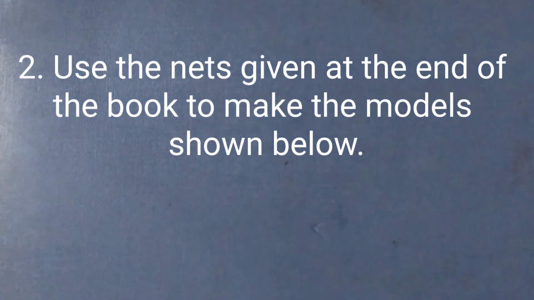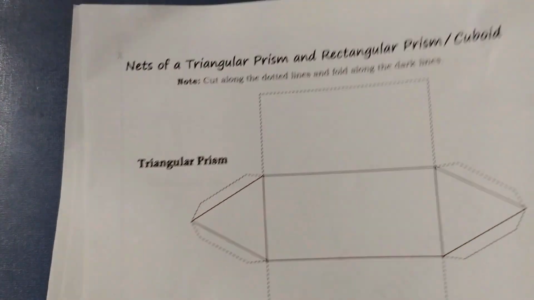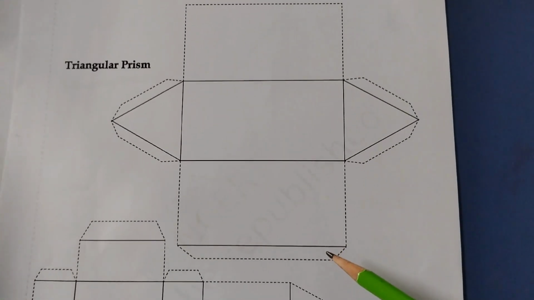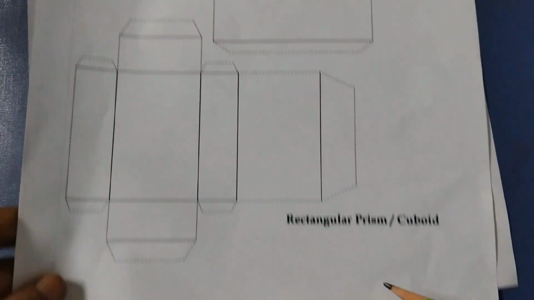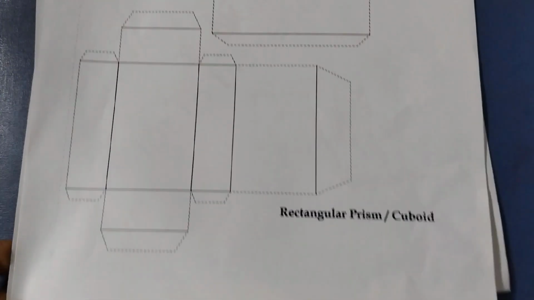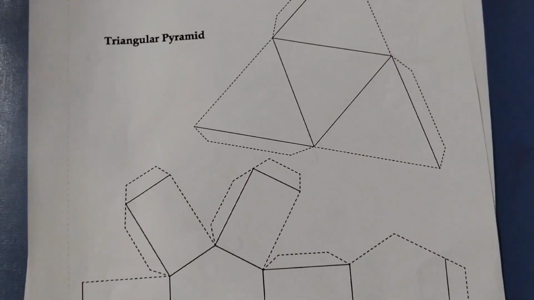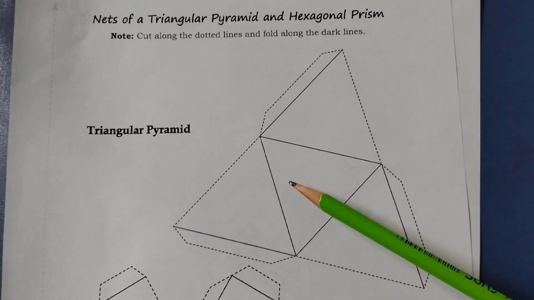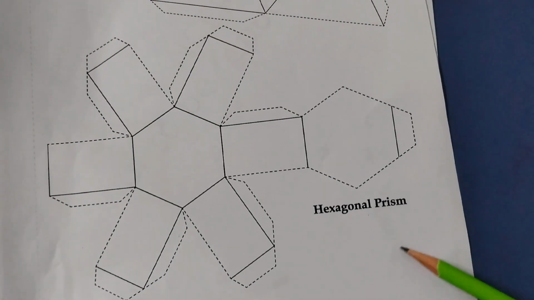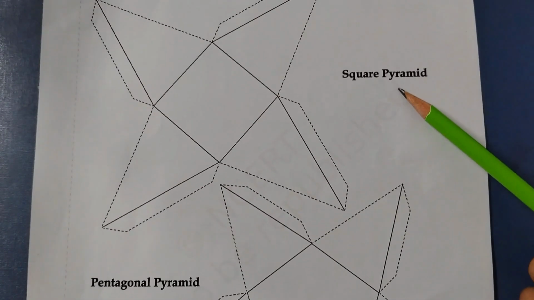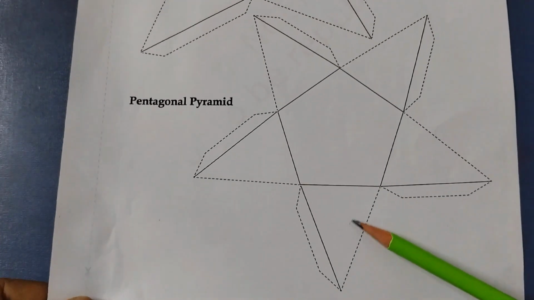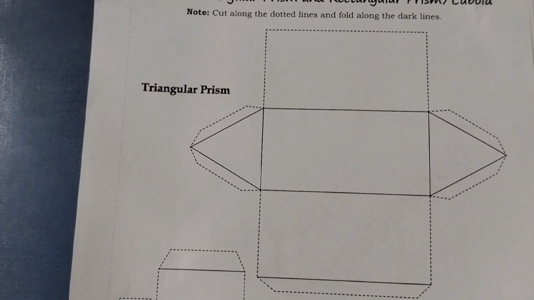And the nets given at the end of the book look somewhat like this. So you have 3 pages, 1, 2 and 3. Let me show you what you have here. Here you have a triangular prism. This is the net of a triangular prism. Then you have a rectangular prism. This is given on 1 page. Next you have triangular pyramid, hexagonal prism, and the last page you have square pyramid and pentagonal pyramid. So there are 3 pages given and 6 nets given.